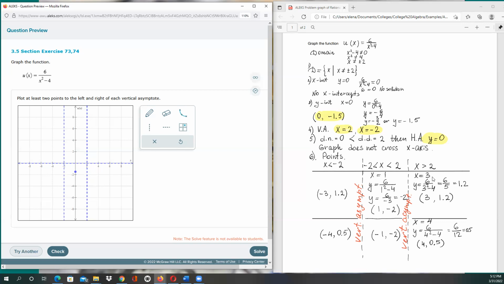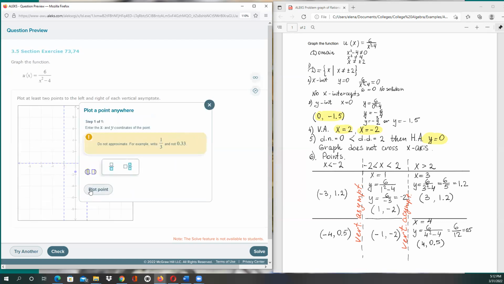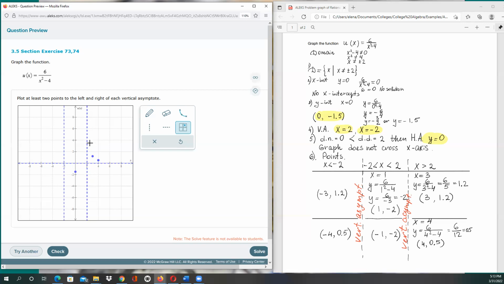For example, x equals 3, then y is 1.2. So 3 and 1.2, plot a point. And the second point, x greater than 2, for example, 4. Then y is 0.5. Now we have 2 points on the right region. Now let's go to the left one.